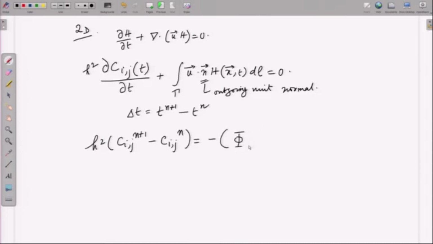And the capital phi's are essentially denoting the reference phase areas which are crossing the different cell faces. So, they are essentially the fluxes.